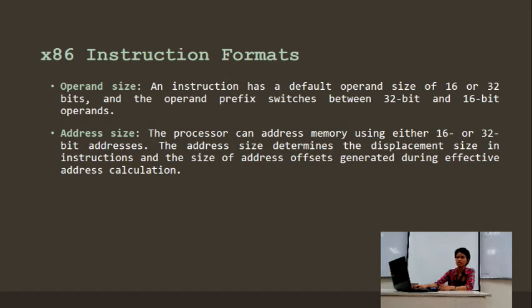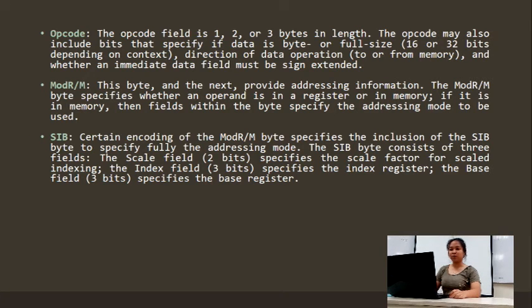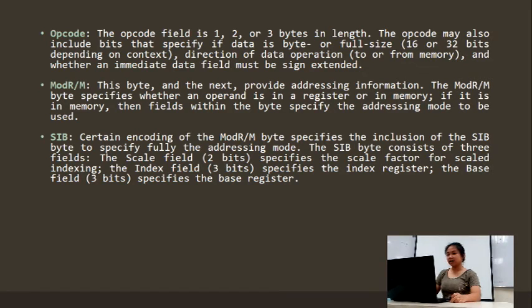The fourth one is the address size. The processor can address memory using either 16 or 32-bit addresses. The address size determines the displacement size in instructions and the size of address offsets generated during effective address calculation. The fifth one is the opcode. The opcode field is 1, 2, or 3 bytes in length. The opcode may also include bits that specify if data is byte or full size, the direction of data operation, and whether an immediate data field must be sign extended.